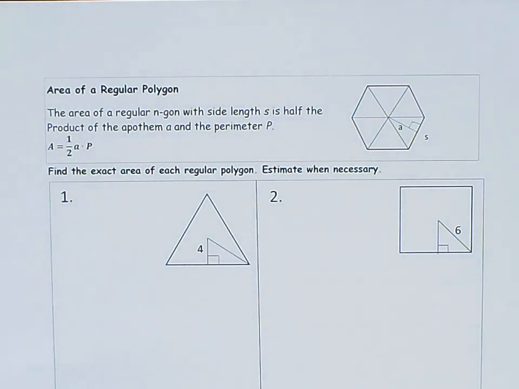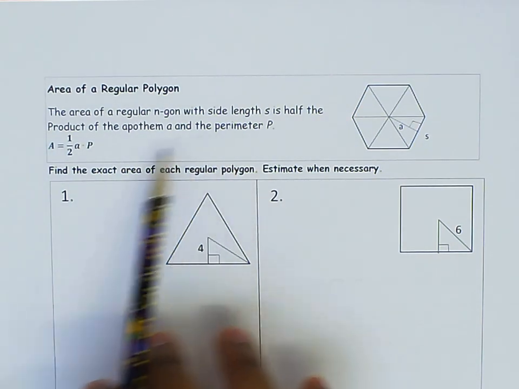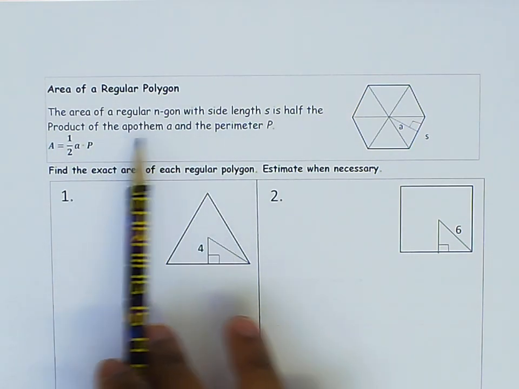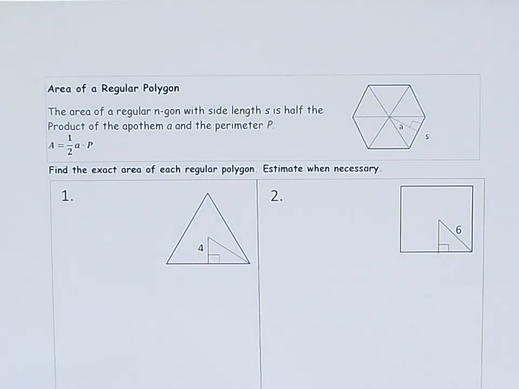All right, good day everyone. Today we're going to do notes on area of regular polygons. So I'm just going to go over this. I'm going to read this real quick and then I'm going to show you how to find the center angle. I'm just going to write that up here. And then we're going to do 4 examples.